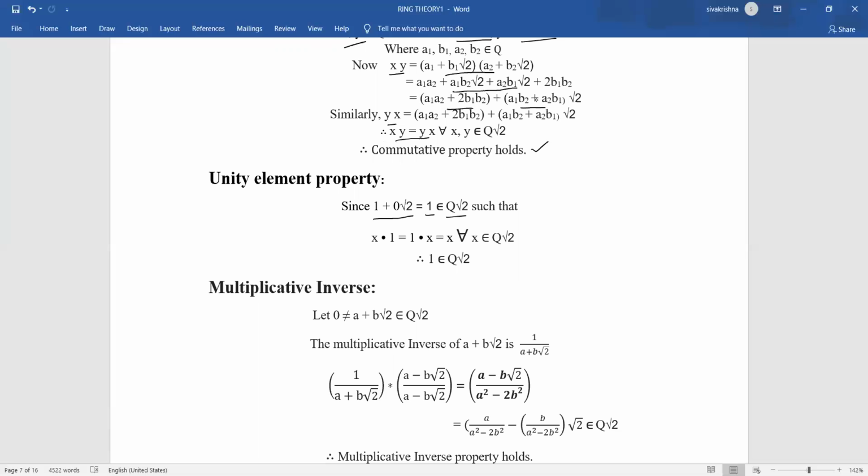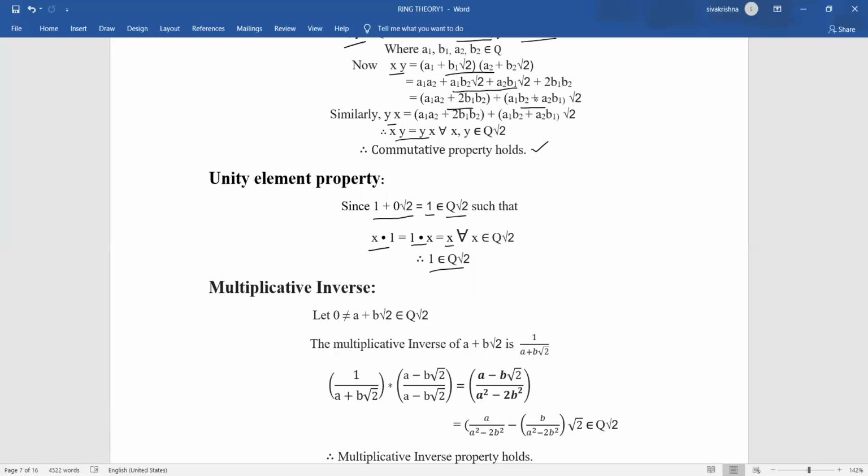And if you multiply any element with 1, we get the number itself. Here I am multiplying x with 1. When we multiply x with 1 or 1 with x, we get x itself. Therefore 1 belongs to Q root 2. So whenever 1 belongs to Q root 2, we say that the unity element property also holds in our set Q root 2.